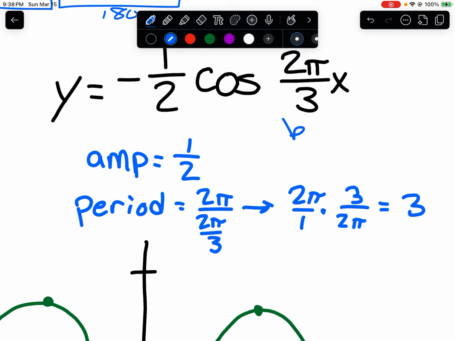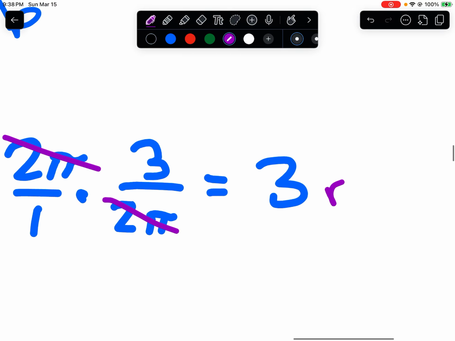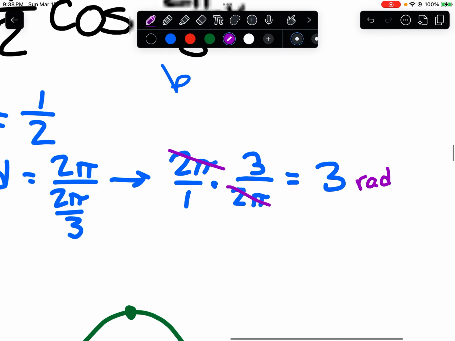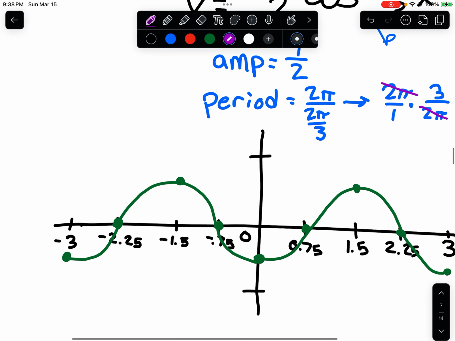My period, in this case, since I'm given my b value is 2 pi over 3, I'm going to keep my period in terms of radians. So I'm going to go 2 pi over 3. Just like before, I'm going to multiply by the reciprocal, so 2 pi times 3 over 2 pi. The nice part here is the whole 2 pi's can cancel, and I get a period of just 3 radians.